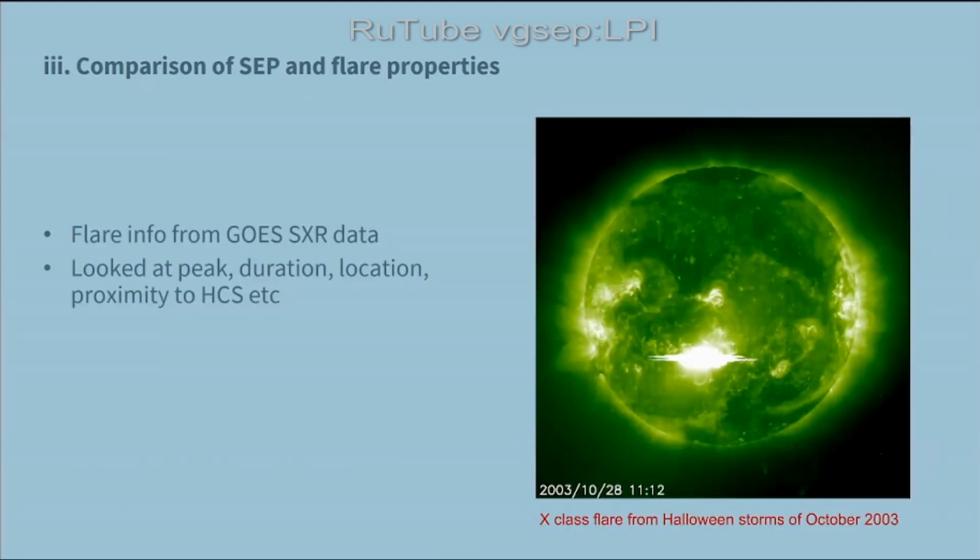So this final bit on the observations is the comparison of SEP and flare properties. We took most of our flare information from GOES soft X-ray data. So we looked at things like the peak in the soft X-ray flux, the duration, the location of the flare, which I mentioned is important, and also the proximity to the current sheet. Again, you can see a nice flare here from the October 2003 storms. I think this one was an X17. The largest one we have in modern records is an X28. That did not produce a large SEP event at Earth, which I always think is interesting.